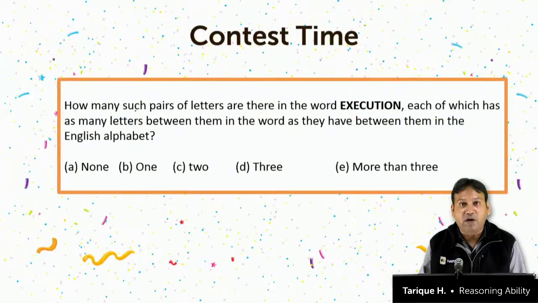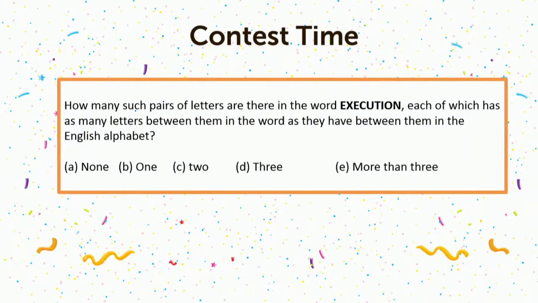Okay, now let's look at the contest question for today. How many such pairs of letters are there in the word execution, each of which has as many letters between them in the word as they have between them in the English alphabet? Very similar question to this I have already discussed in my previous session. So if you had followed the session, you'll be able to solve and get the answer very quickly.